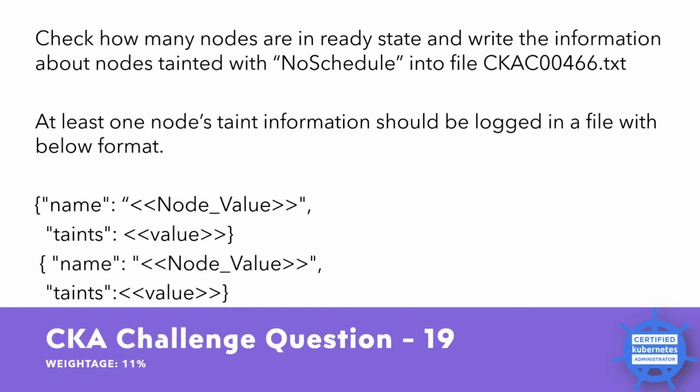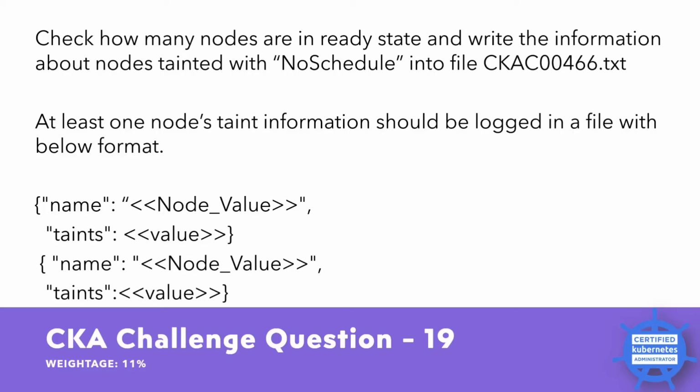CKA Challenge Question 19. The weightage of this question is 11%. Check how many nodes are in the ready state and write the information about nodes tainted with no schedule into a file CKA C00466.txt file. At least one node taint information should be logged in a file with the below format: name, node value, and taint and its value.